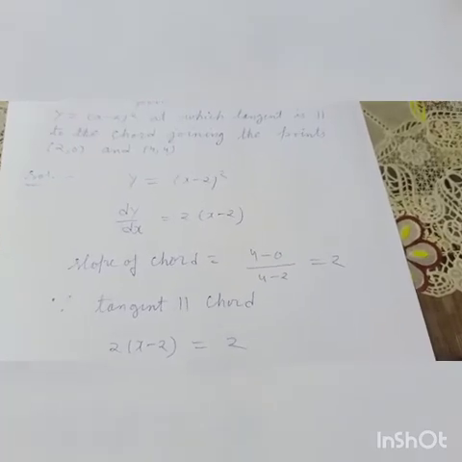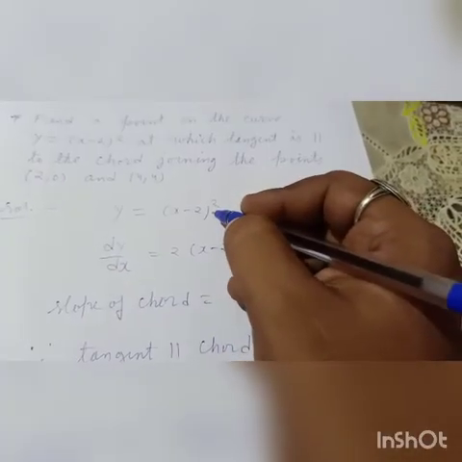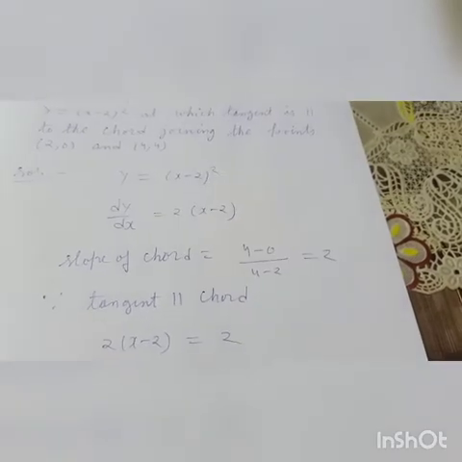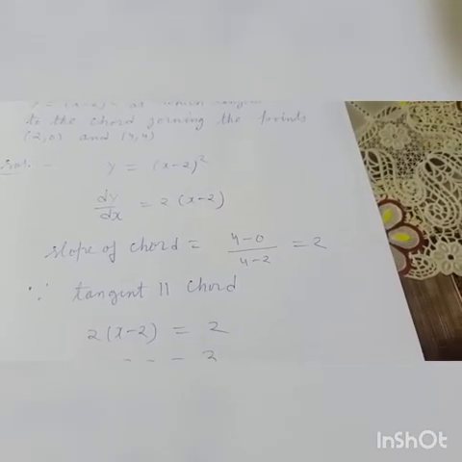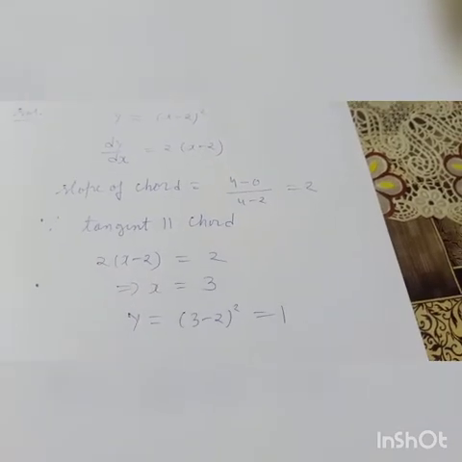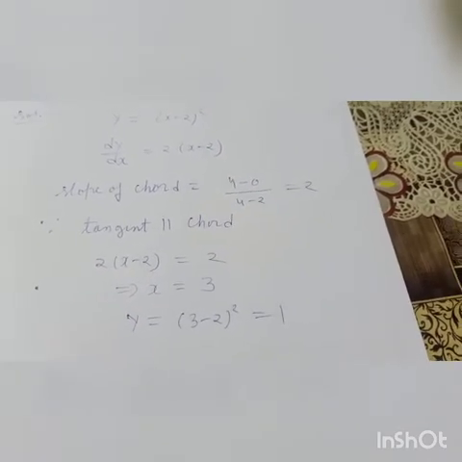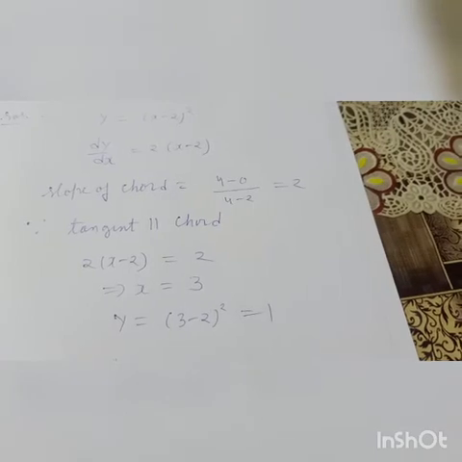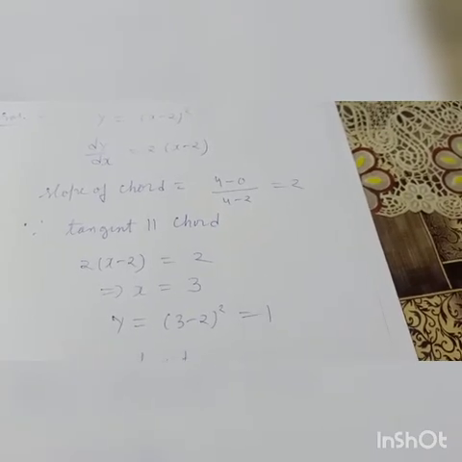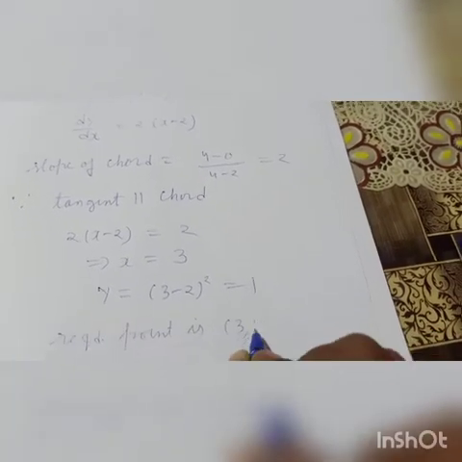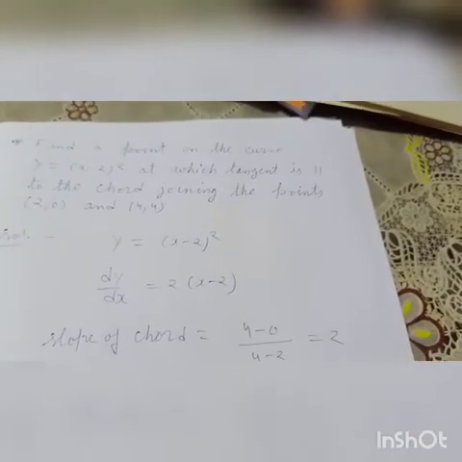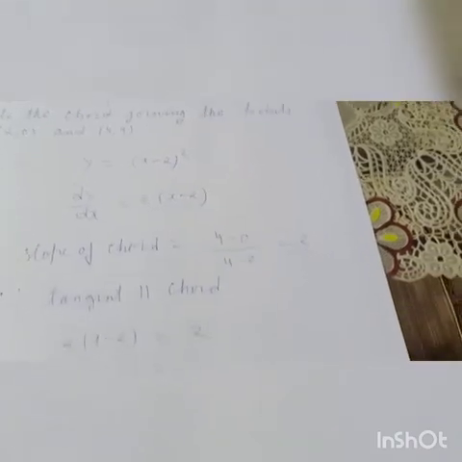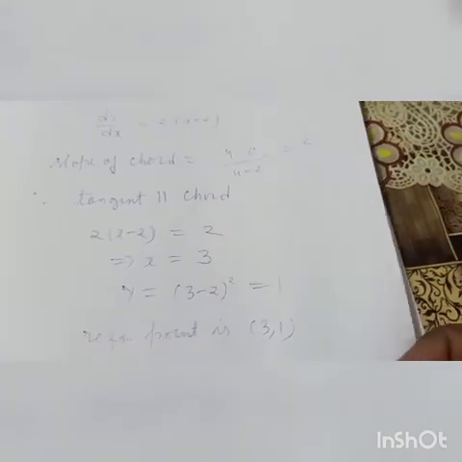If we put the value of x in the given curve, we can get the value of y. So y equals (3 minus 2) whole square, that is 1. So when x equal to 3, y is 1. So the required point is (3, 1). At point (3, 1), the tangent is parallel to the chord joining the given 2 points. So this completes the question.